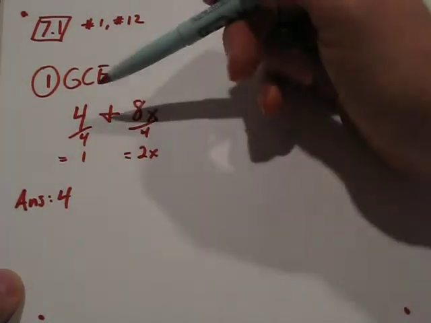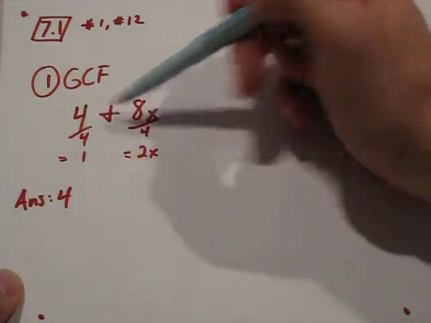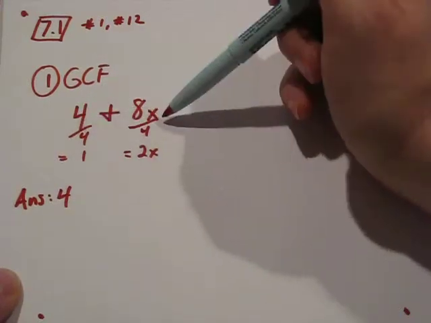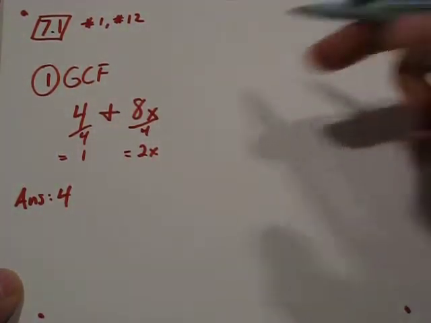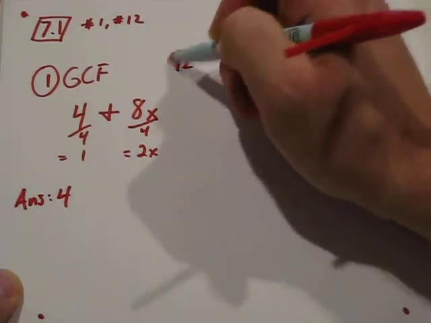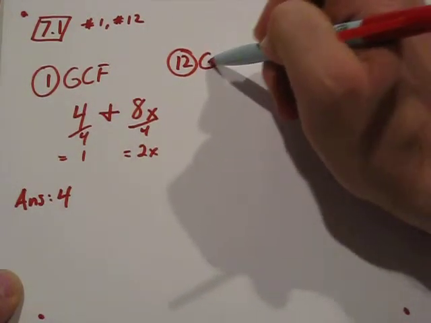Now, the reason why x can't divide both of these evenly is that one of them has an x and the other doesn't. It has to be what they both have in common. Let's take a look at problem number 12, which is another GCF problem.